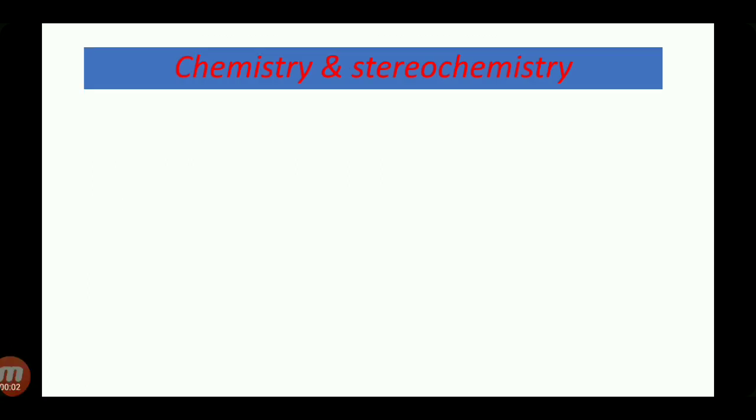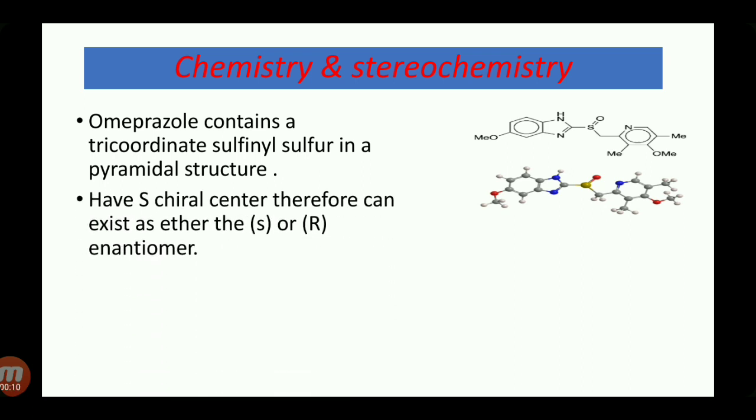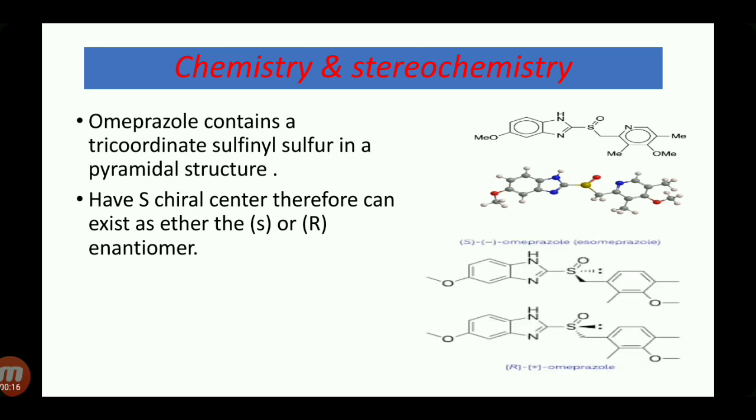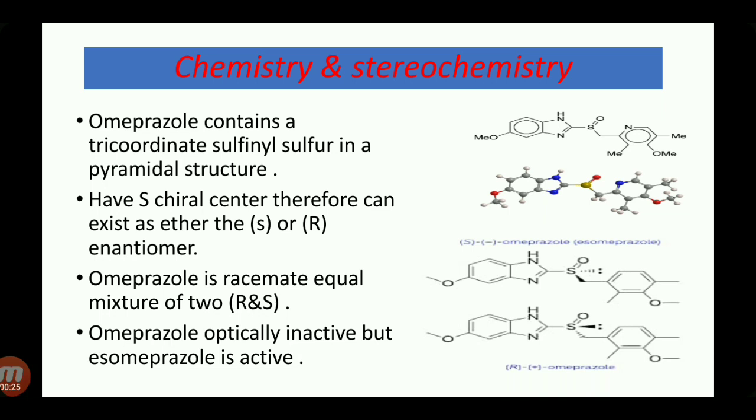Chemistry and stereochemistry. Omeprazole contains a tricoordinate sulfinyl sulfur in a pyramidal structure. It has a sulfur chiral center, therefore it can exist as either the S or R enantiomer. Omeprazole is a racemic equal mixture of the two, R and S. Omeprazole is optically inactive, but esomeprazole is active.